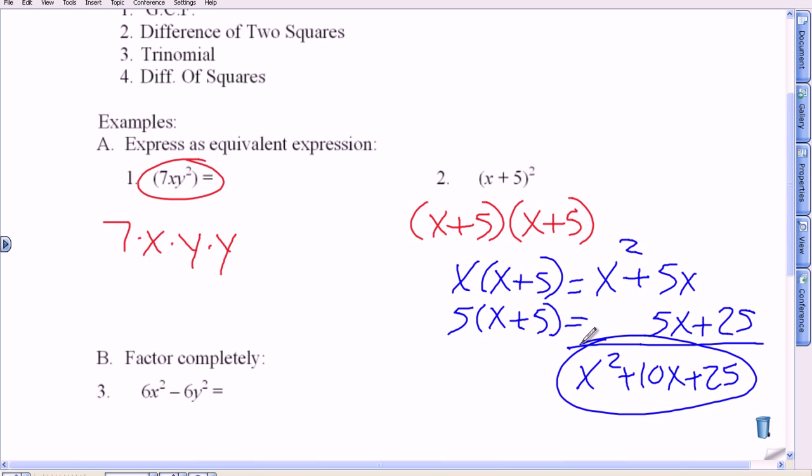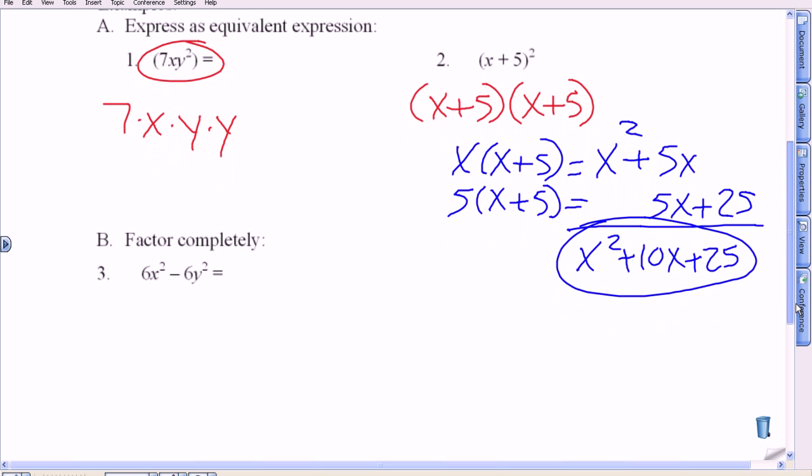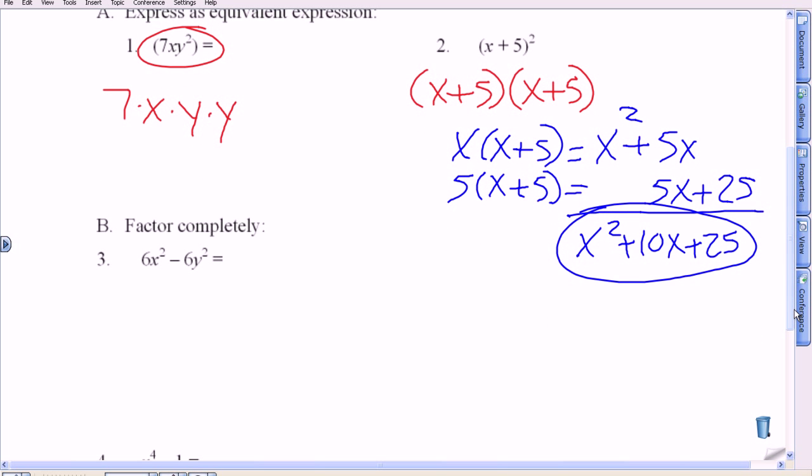So there are a couple of problems where you have to do some squaring, some prime factorization, and some double distributive or box method or FOIL. Alright, factoring completely. So now we're going to start on our checklist.